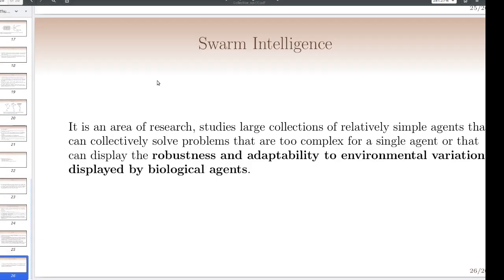Then comes swarm intelligence. Swarm intelligence is also a collective behavior, and it is an area of research that studies large collections of relatively simple agents that can collectively solve problems that are too complex for a single agent. It can display the robustness and adaptability to environmental variations that can be displayed by a biological agent. That is, simple agents can perform complex jobs using the collective behavior or the collective characteristics.